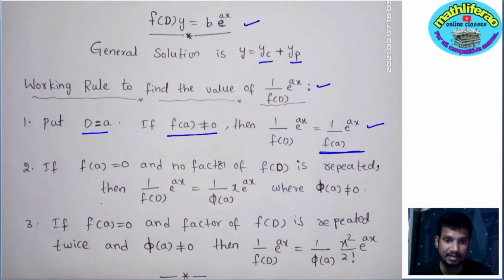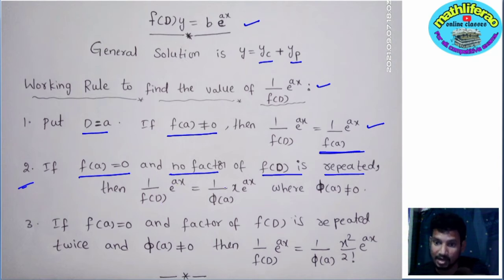Now second case, if f of a equal to 0 అయితే అంటే మనం D ప్లేస్ లో a రీప్లేస్ చేసిన తర్వాత f of a వాల్యూ ఈక్వల్ టు 0 ఉంటే and no factor of f of D is repeated. No factor of f of D is repeated. అయితే then 1 by f of D into e to the power ax అనేది ఎలా కన్వర్ట్ అవుతుందంటే ఇక్కడ నాన్ రిపీటెడ్ టర్మ్స్ ఉన్నప్పుడు 1 by phi of a into x into e to the power ax where phi of a not equal to 0. This is the second case.